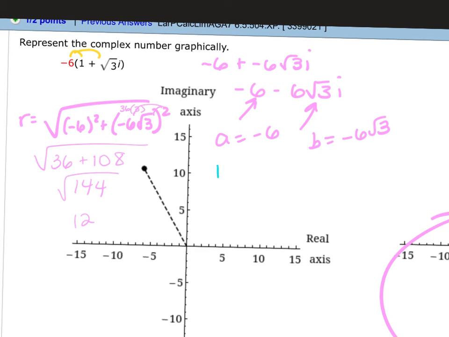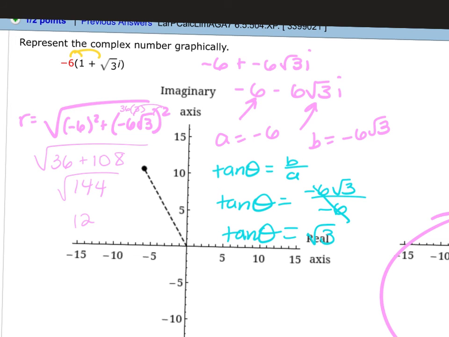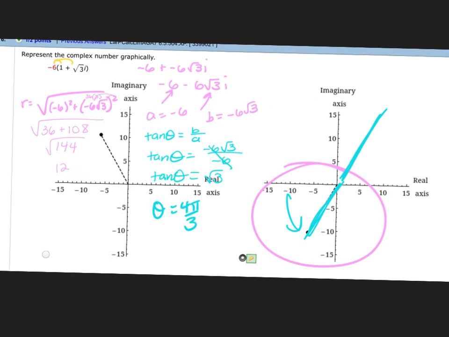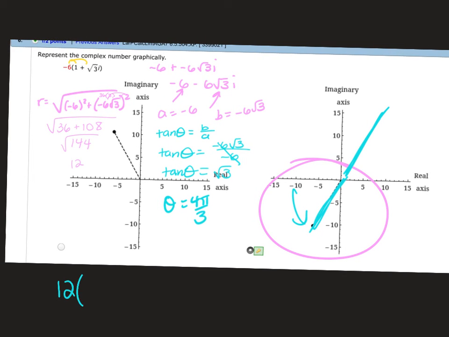Then to find the theta, I have to do tangent of theta equals b over a. So tan theta would be negative 6 root 3 over negative 6. I get the tangent of theta equals just root 3. I go to my circle, and that happens again in 2 places, up here at pi over 3 and down here at 4 pi over 3. And because I know my point is in that third quadrant, I pick the 4 pi over 3. So this answer would be 12 parentheses cosine 4 pi over 3 plus i sine 4 pi over 3.